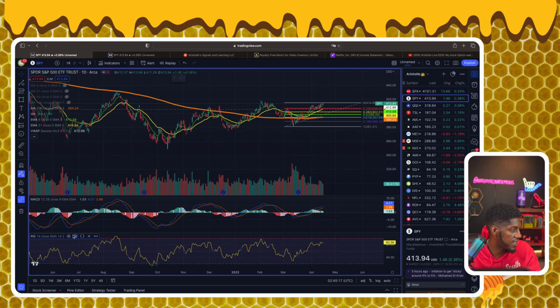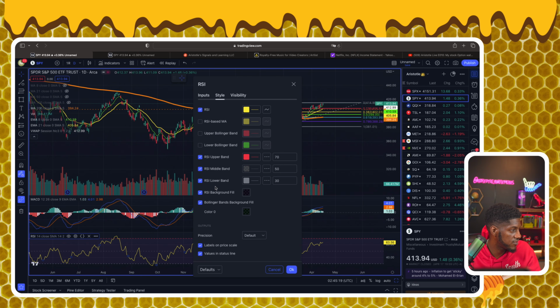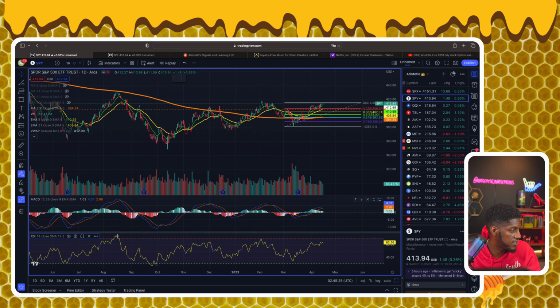And then I gotta make the bottom one green, of course. You see that? So I made the top red and the bottom green. So you see right here, it told us to buy when it started getting these green zones. And look what happened. So the RSI is one of my favorites.